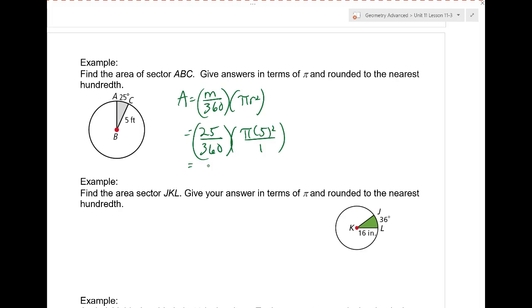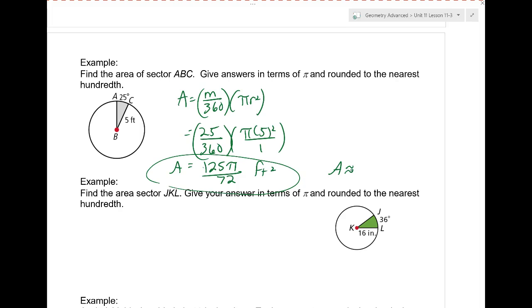I got 125 pi over 72. Double check what you put in your calculator. Over 72, and I got that to be square feet. That's my exact form in terms of pi. Oh, yeah. Did you punch something in wrong? I did 25 times 25 as 50 instead of 200. That would be, yeah, it's a lot bigger number than what you got, yes.